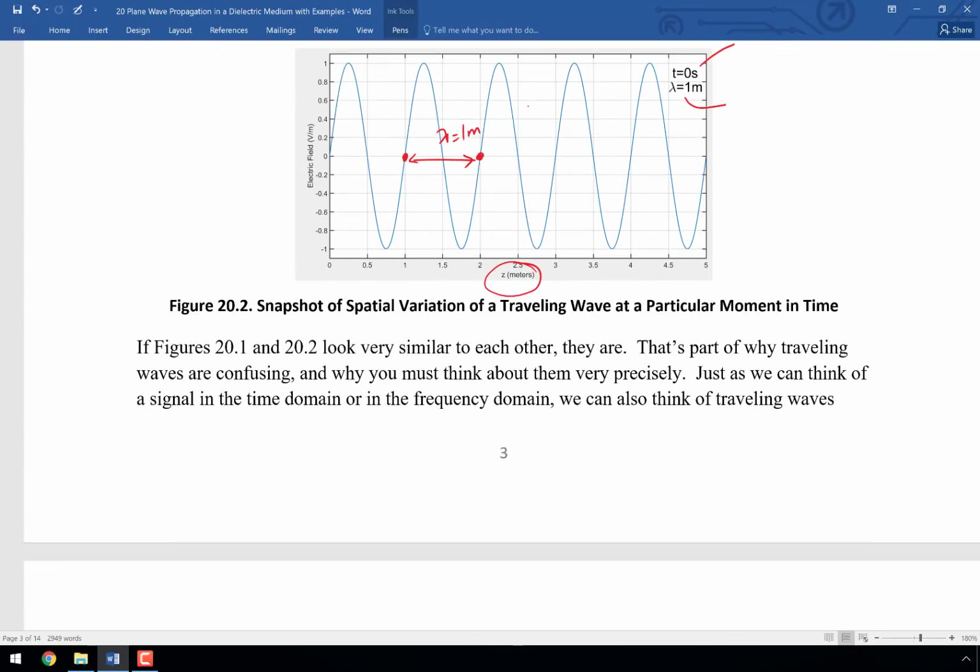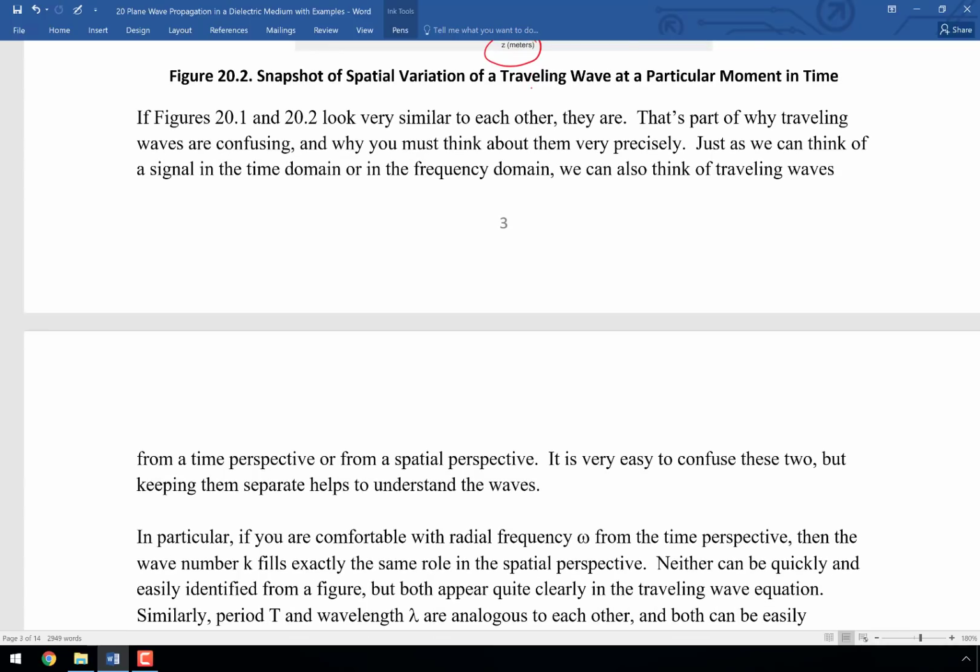So if those two figures look very similar to each other, they are, and that's actually one of the main causes of confusion. If I didn't take all of this time to talk about the difference in a time perspective versus a spatial perspective, the two figures look identical, and they're not. They are identical in appearance, but they are not at all identical in significance or in meaning. And so that's one of the reasons why traveling waves can be kind of confusing to us.